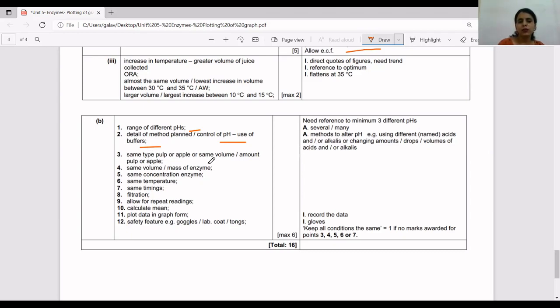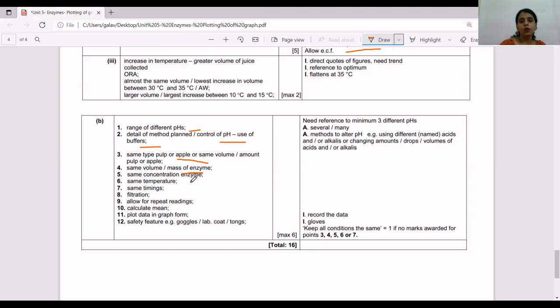Then the same type of pulp or apple, or the same volume or amount of apple, should be used. For example, you have taken 6 test tubes having six different pH. In every test tube you should add the same amount of apple pulp. Then the same volume or mass of enzyme. It should not happen that in test tubes 1 and 3 you have added more and in the rest you have added less volume of apple pulp or enzyme. No, you should use the same type and amount of apple pulp.